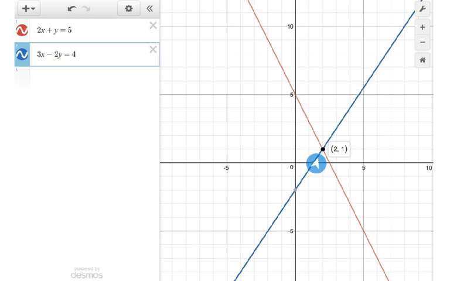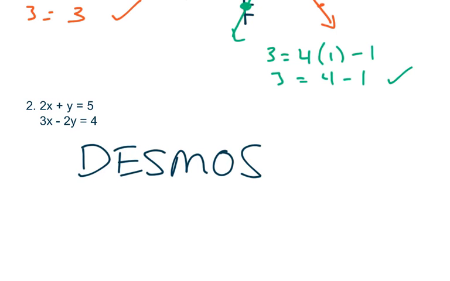So if you hover your mouse right over that point or click on it, it will tell you the coordinates of your intersection too. Now, could you verify that? Yes, but if you typed it in correctly, I'm pretty sure technology will give you the correct answer. Okay, so for example number 2, our solution is (2, 1).